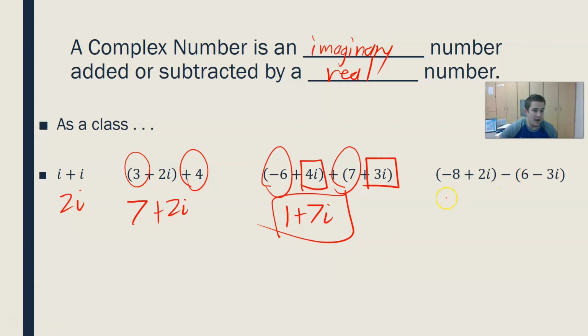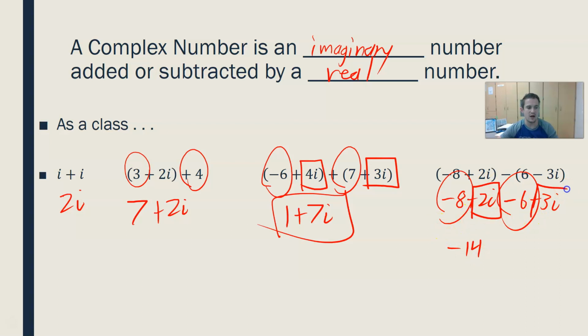What about the subtraction problem? Well, that would give me minus 6 and plus 3i, because both of those signs would change. Then I'd have negative 8 plus 2i, minus 6 plus 3i. So if I combine my real numbers together, negative 8 minus 6 is negative 14. And a positive 2i and a positive 3i would give me a positive 5i. So my final answer would be negative 14 plus 5i.